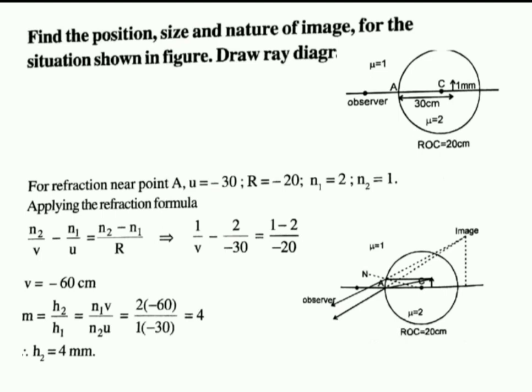So we know the refraction at spherical surface formula. Object is in the denser medium, observer is in the rarer medium. So we know mu2 by V minus mu1 by U is equal to mu2 minus mu1 by R. All the values are given with sign convention. Object distance is minus 30, and radius of curvature is minus 20 because ROC is given as 20. All the distances measured in the direction of incident ray are positive, opposite to incident ray are negative.